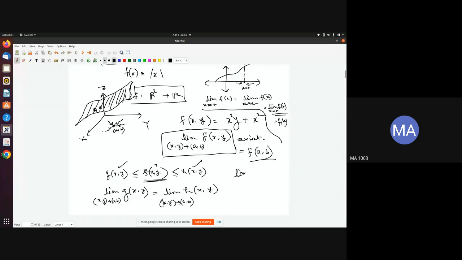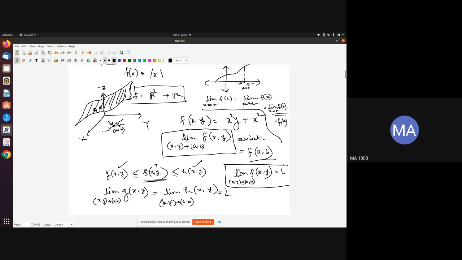So what will be the limit? The limit will be the same as those two. Suppose this is L, then this will also be L. So this will be an important tool to find the limit of some multivariable function using the sandwich theorem. I will show some examples of how we can do it.